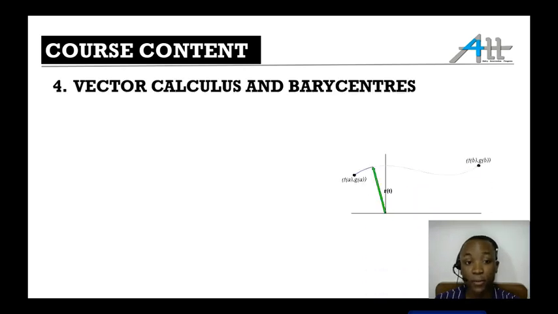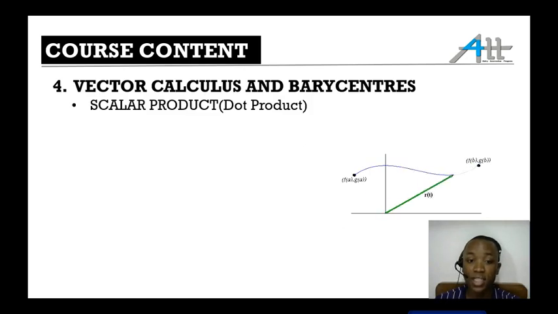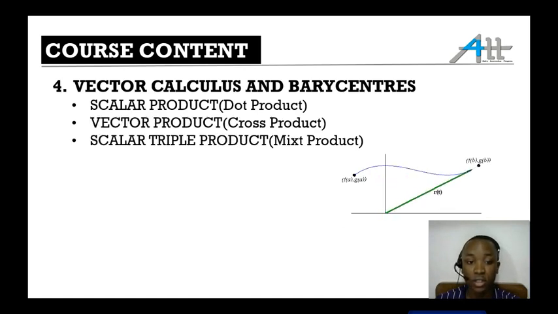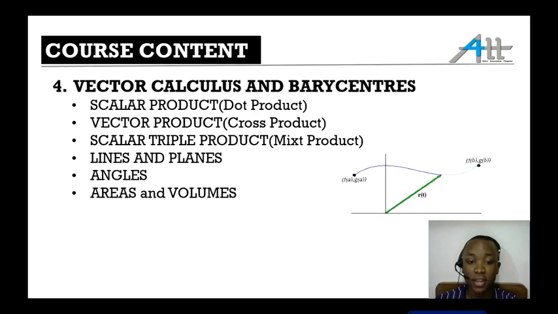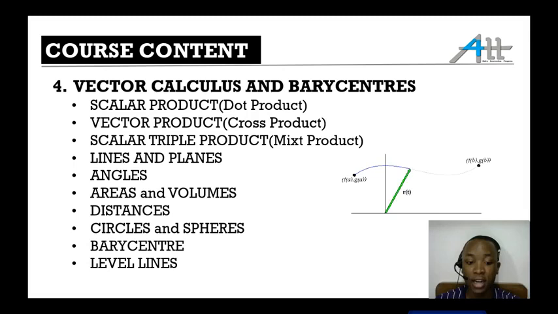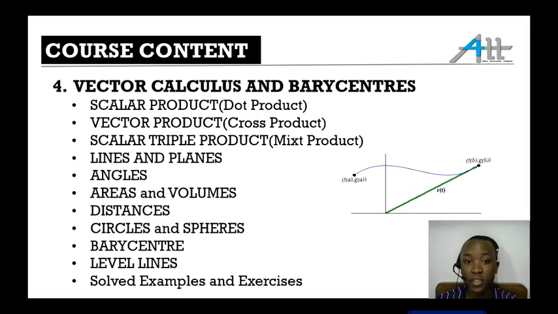Under chapter 4, we'll have vector calculus and barycentres, where we'll see scalar product, commonly known as dot product, vector product or cross product, scalar triple product, known as mixed product. We'll also have lines and planes, angles, areas and volumes, distances, circles and spheres, barycentres, level lines, and at the end of it all, we'll have solved examples and exercises.